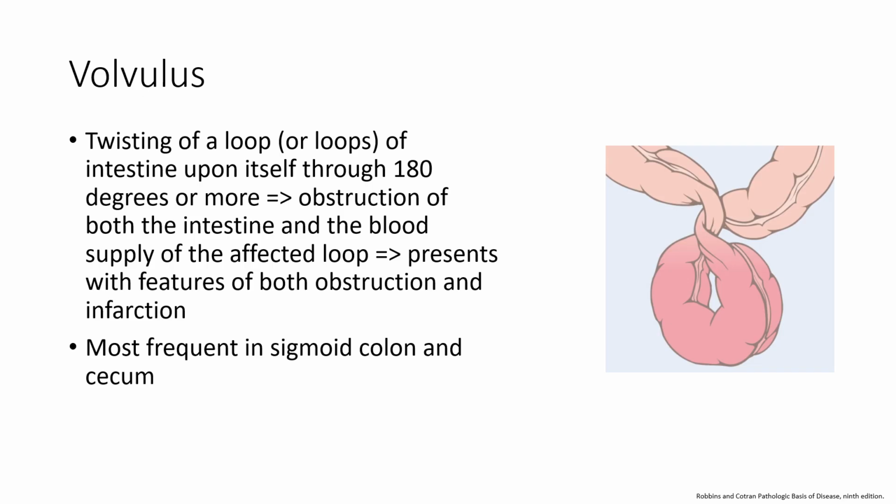In volvulus, a loop of intestine twists about its mesenteric point of attachment. This will lead to obstruction of the intestine and obstruction of its blood supply. So the patient will present with intestinal obstruction and infarction due to obstruction of the blood supply of the affected loop. It commonly occurs in the sigmoid colon and cecum, and it can occur in infants, as we previously discussed, where we discussed midgut volvulus that can occur as a result of malrotation of the midgut during fetal life.